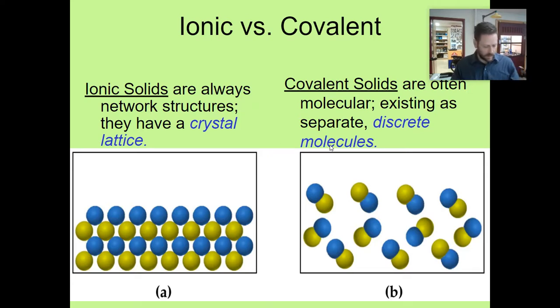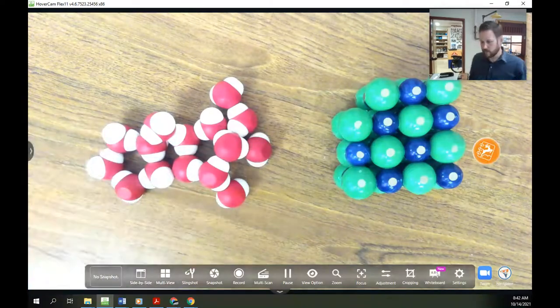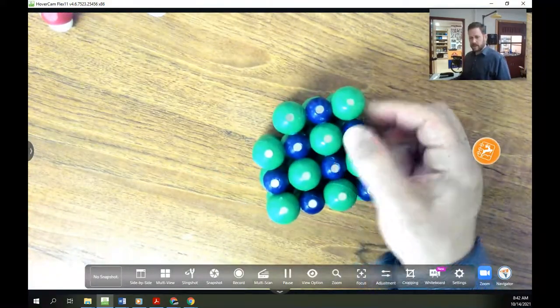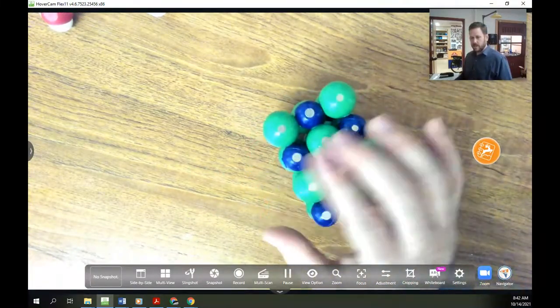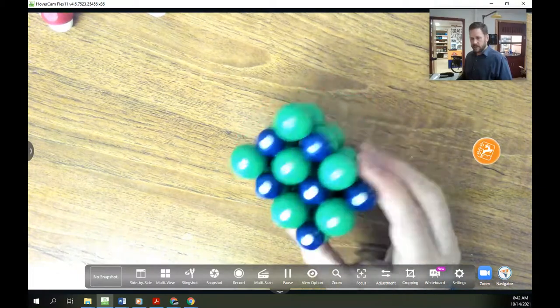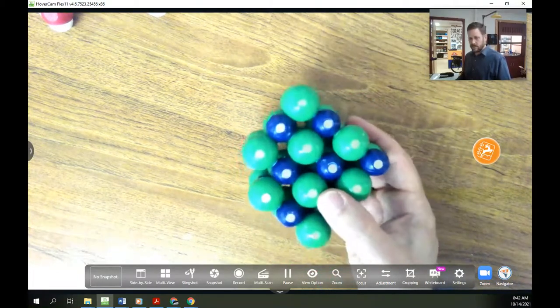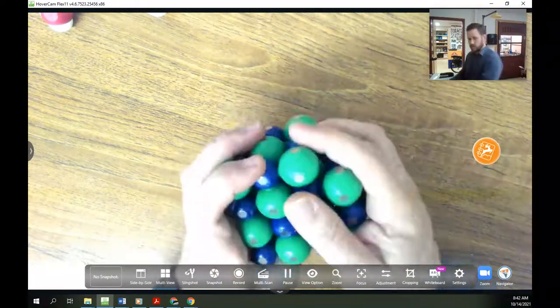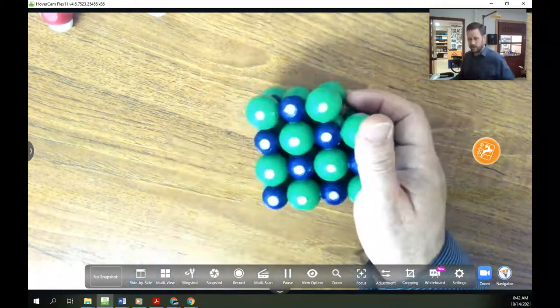This image in the slideshow maybe isn't quite as good as the model that I'm going to show you underneath the document camera here. First of all, let's talk about the ionic compound, and you can see that the cations here are connected to anions in all directions. Every atom is connected to every other atom. That's what we mean when we say a crystal lattice. So these are going to have high melting points. They're going to be really rigid. They're going to be brittle for that reason.